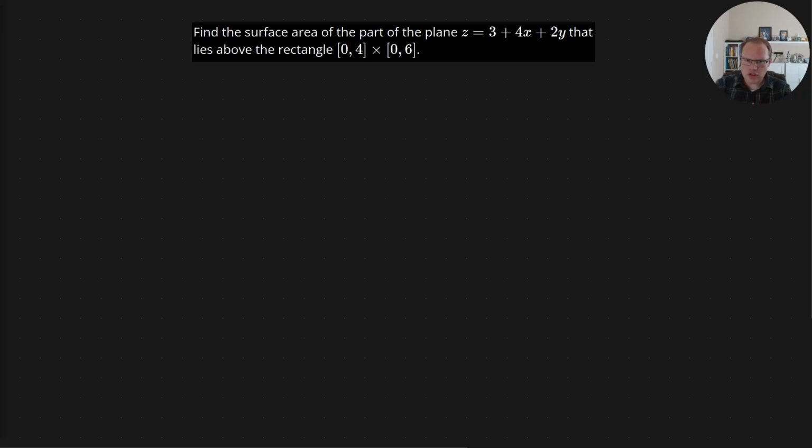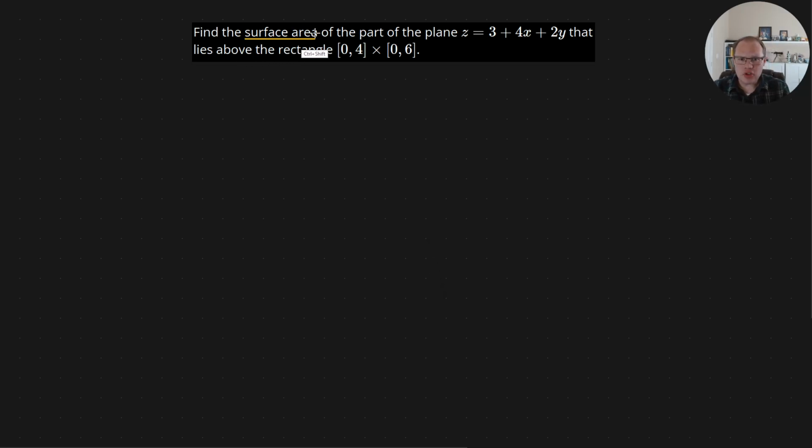I want to take a look at just one more example here. This example is probably simpler than the last one, but there's a little trick here that I want us to be aware of. All right? I want to find the surface area of part of the plane z equals 3 plus 4x plus 2y that lies above the rectangle where x goes from 0 to 4 and y goes from 0 to 6. Okay?